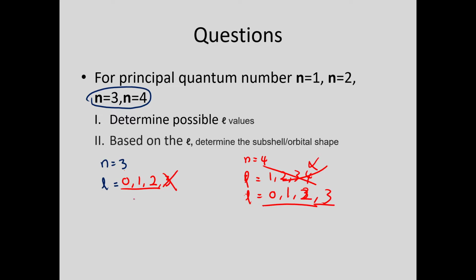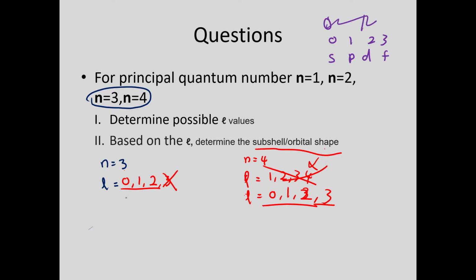So based on L, it determines the subshell or orbital shape. Sometimes they call it orbital shape, sometimes they call it subshell. It is just the shape of the orbital. We name them, so for 0, 1, 2 and 3: 0 we have the subshell S, and then we have P, and then D, and then F.